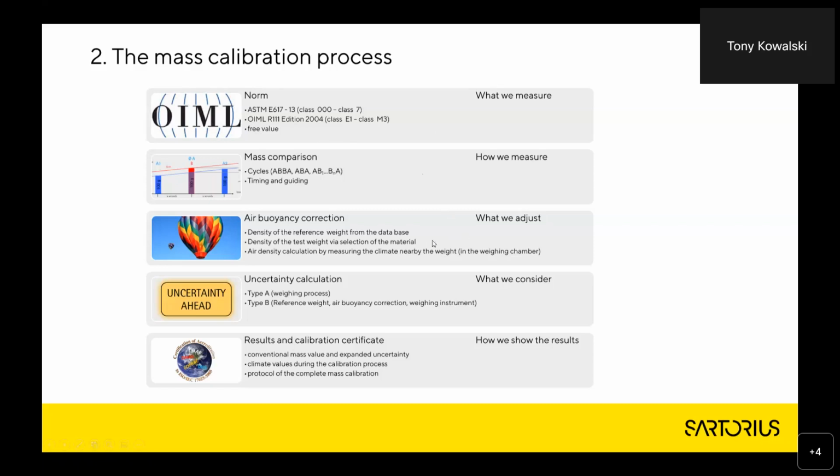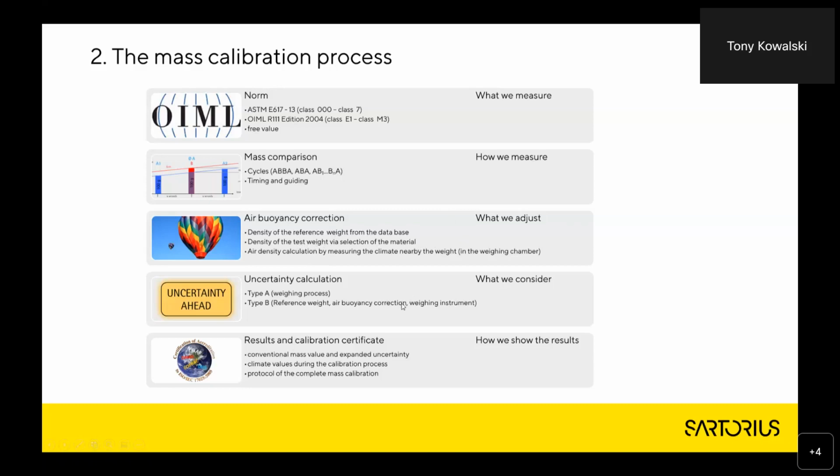Adjustments are needed for air buoyancy correction for E1 or E2. So we calculate the air buoyancy, and by knowing the density of the reference and the density of the test weights, we can apply an air buoyancy determination.